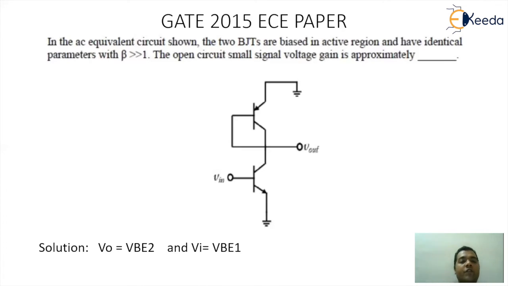And when you talk about V_O, which is actually V_B2, the voltage value of the second transistor, which is a PNP transistor, that value will be equal to minus 0.7 volt. So when you take a ratio of V_O by V_I, the value of the voltage gain will come out to be -1. Hence the correct answer for the open circuit small signal voltage gain is approximately -1. Thank you.